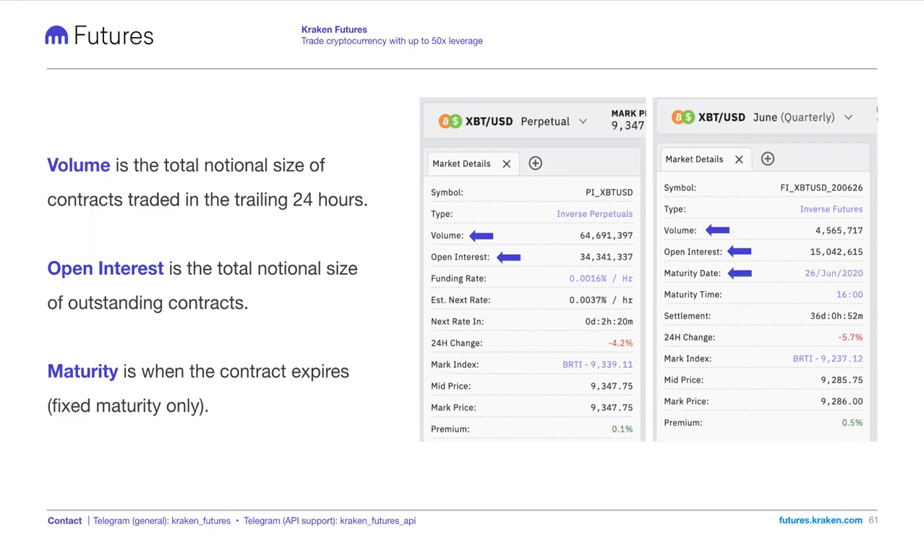Maturity is when the contract expires. So it only applies to fixed maturity contracts. It'll be usually the 25th or 26th of the month or quarter. So let's have a look at how you find that in the platform today.